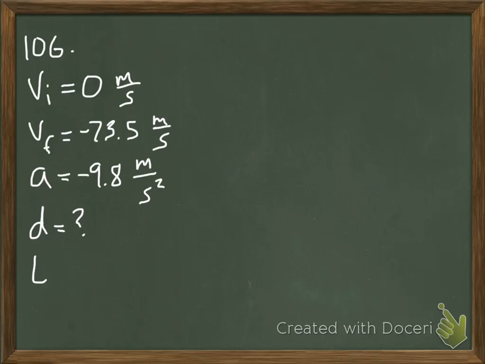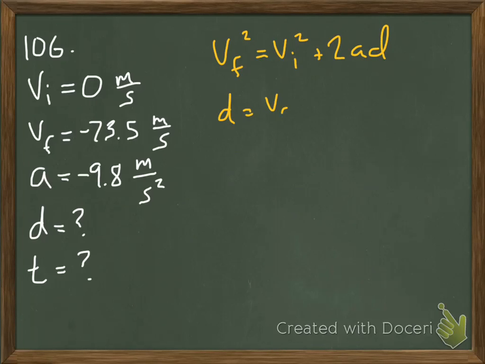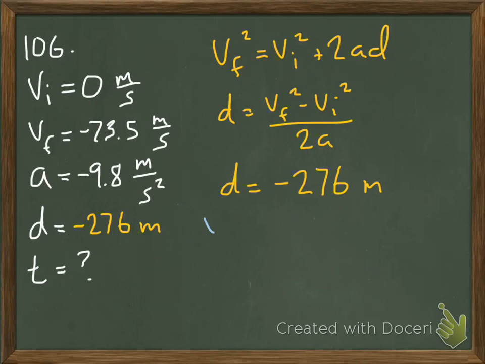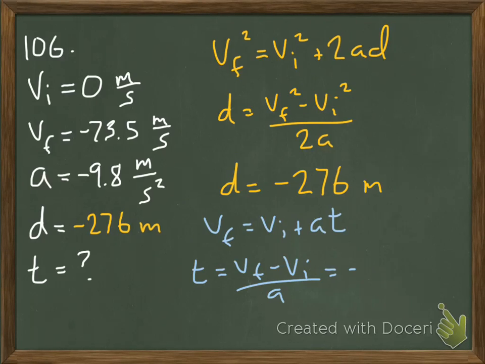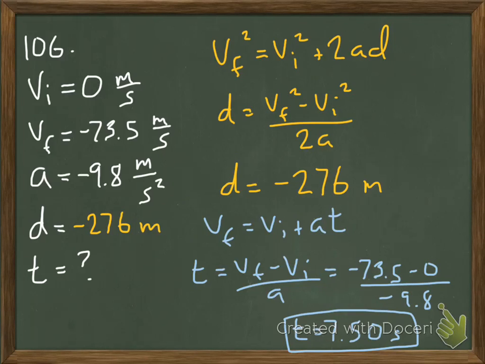So we want to find the distance, and we also want to find the time. Considering what we know, we can use the VF squared formula, rearrange it, and solve for D. And we can put that in the bank. Now once we have the distance, well actually we don't even need the distance to find the time. We can use this formula here to rearrange it and solve for time and plug in all of our numbers.